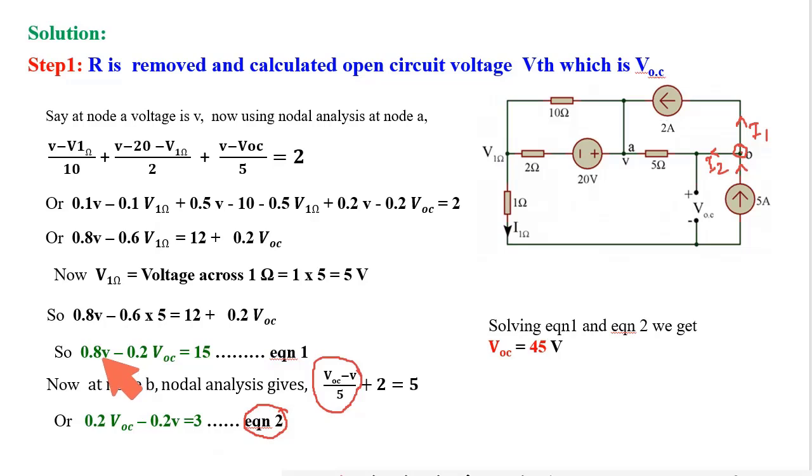Two variables, V and VOC, here also V and VOC. By solving these two equations, I got VOC equal to 45 volt. If you face any problem, to make it clear, just pause the video and try to understand.